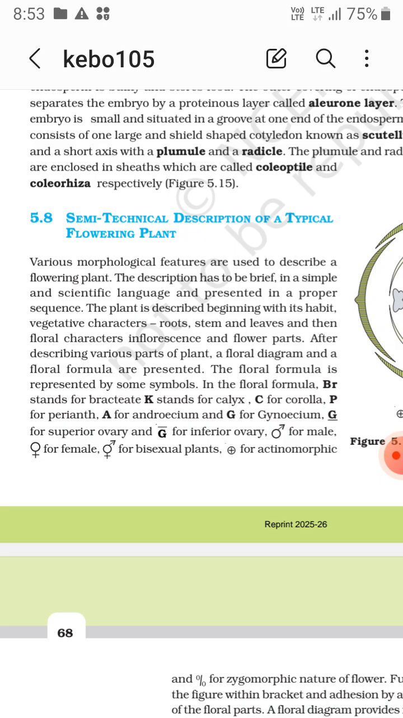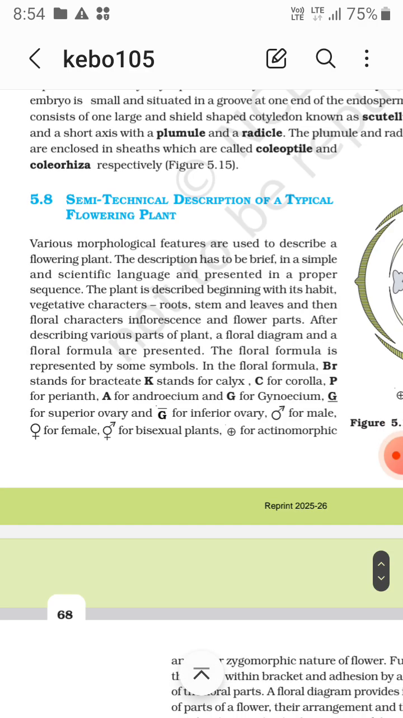The plant is described beginning with its habitat. Then the vegetative characters. What are the vegetative characters? That is roots, stem and leaves. And then floral characters, that is inflorescence and flower parts. After describing various parts of the plant, a floral diagram and a floral formula are represented. The floral formula is represented by some symbols.